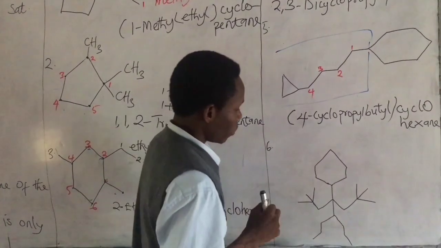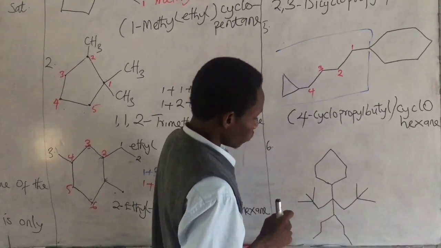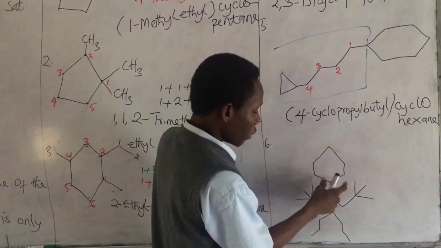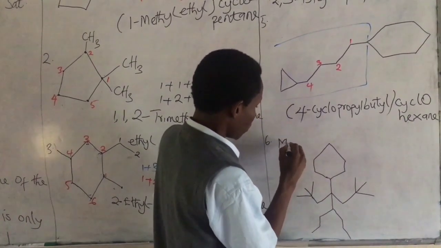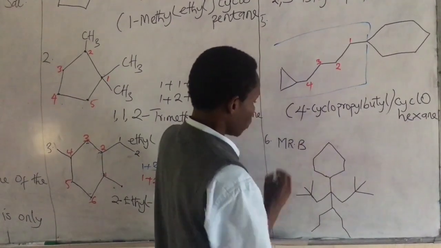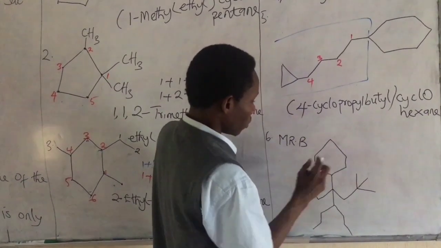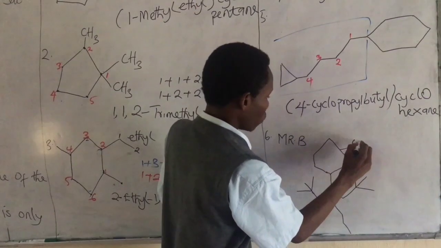Alright. In this compound, we are having the head. The head of this young man here, Mr. B. Let's call this man Mr. B. The head of Mr. B is what? Cyclohexane.